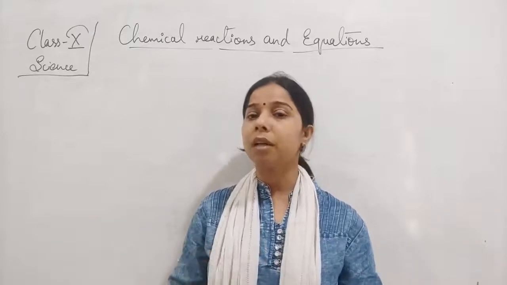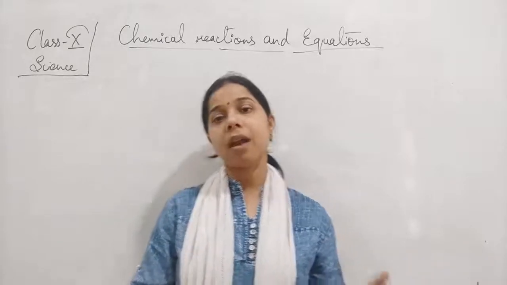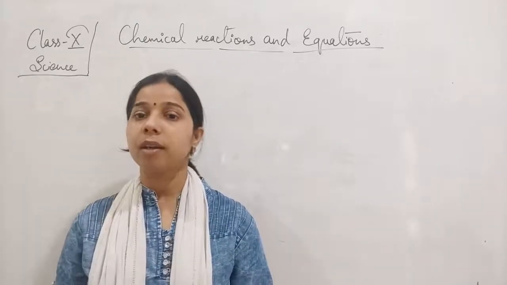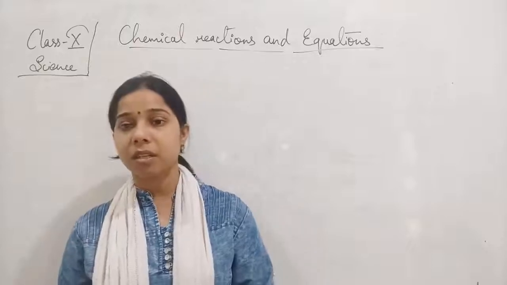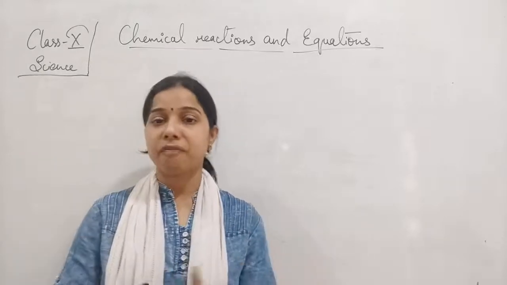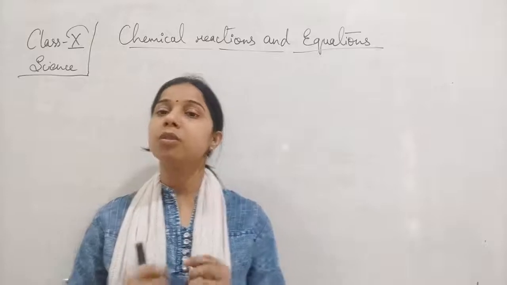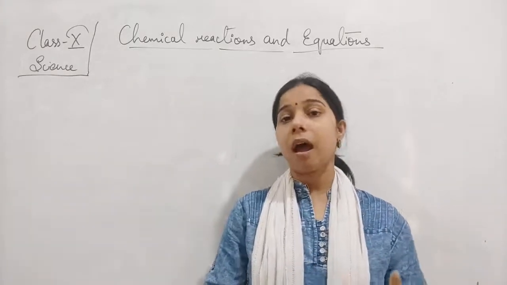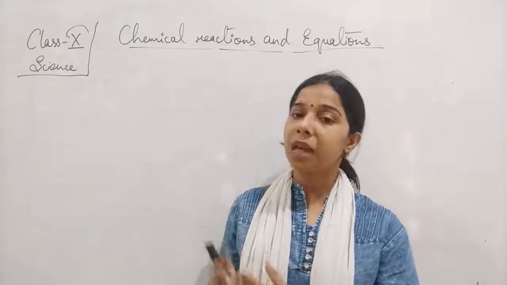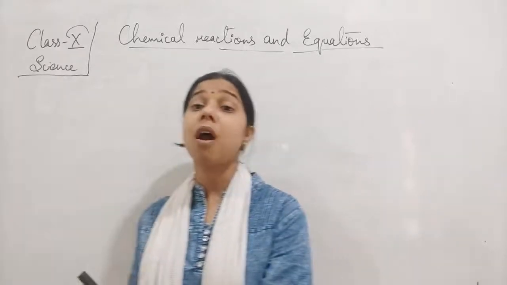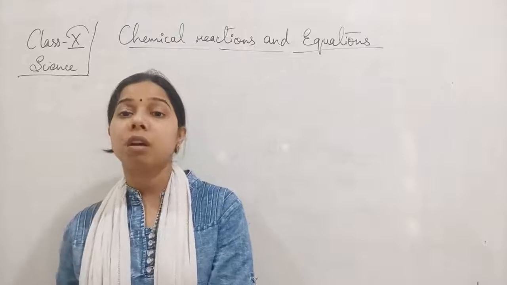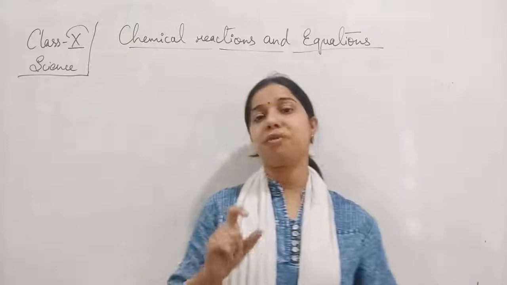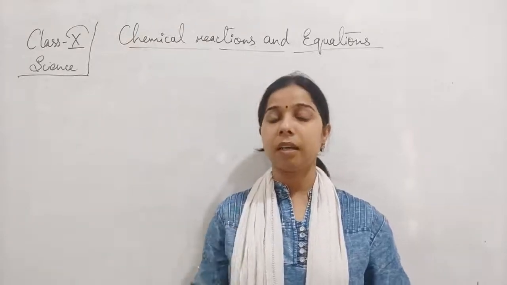Even in class 9th we had done an experiment with barium chloride and sodium sulfate. When an aqueous solution of sodium sulfate reacts with an aqueous solution of barium chloride, there is a formation of a white precipitate of barium sulfate. Not only this, if we take lead nitrate and potassium iodide, when they react with each other, there is a formation of lead iodide, which is a yellow precipitate. So you see that a precipitate is formed in the reaction.